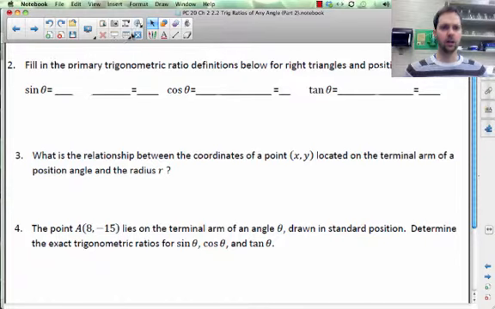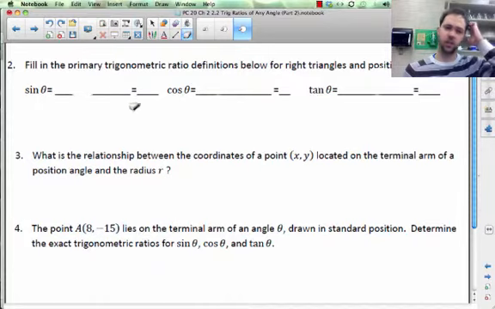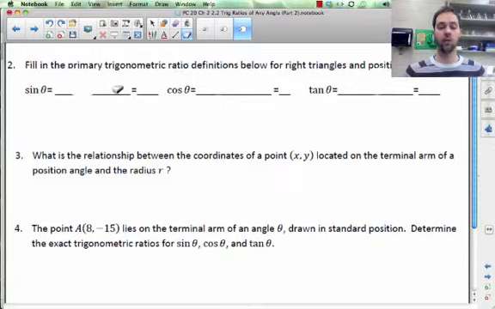All right, the next part, fill in the primary trig ratio definitions below for right triangles and position angles. Go ahead and try to do this on your own. This is a review from what we did in the last lesson. So go ahead and hit pause, fill these in, and when you come back, I'll have the answers ready for you. So hit pause now.